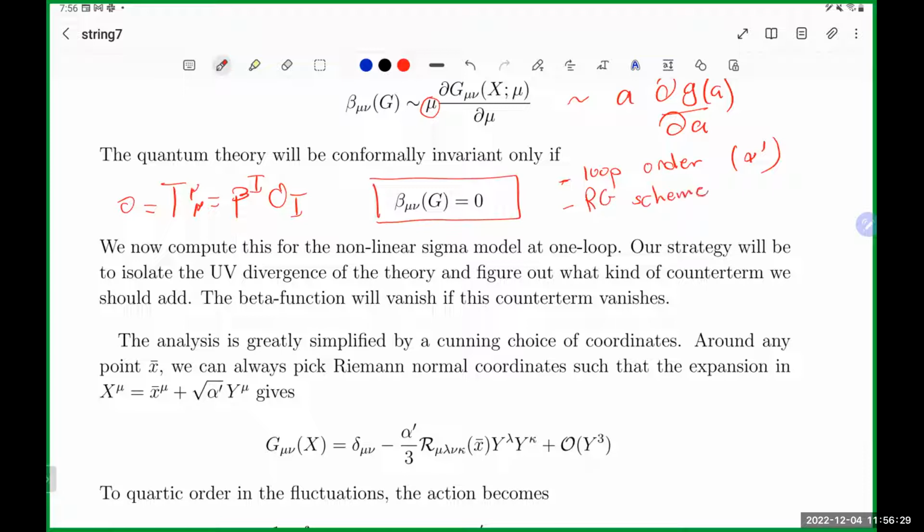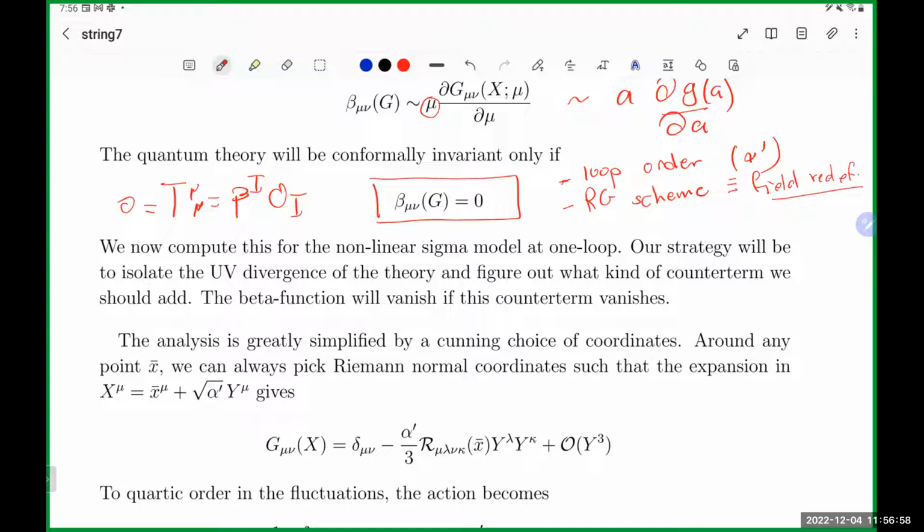Again, this is a subtle point, but we'll come back to it later. Just keep it in mind and ask me next time if I forget to mention it. RG schemes are very important because once we have a beta function, I compute it in a particular RG scheme, and this RG scheme will turn out to be equivalent to what we call field redefinition in target space.